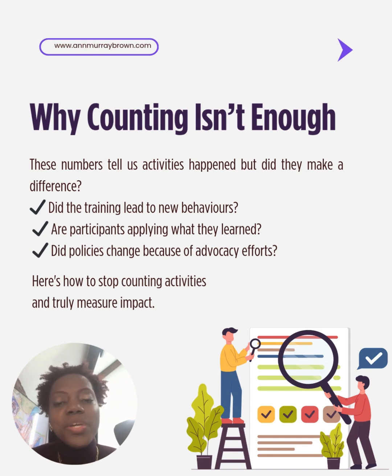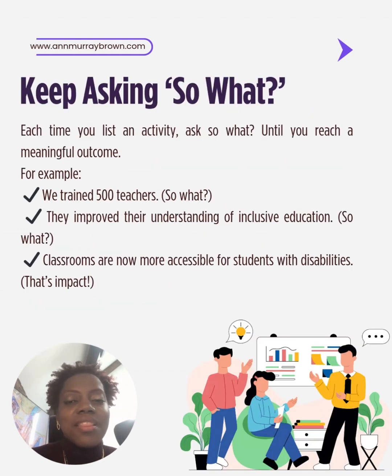Now, how do you get out of the trap of just counting activities? Here is a tool you can use. I call it the "so what" tool. Every time you list an activity, ask yourself, "So what?" This forces you to go beyond activities to actually look at the changes and impact.